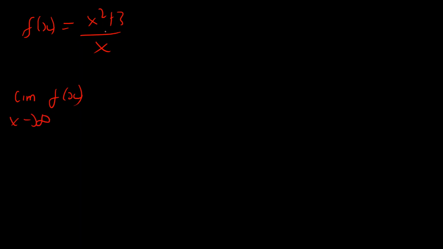Alright, so just to remind you, if you have f of x equals x squared plus 3 all over x, and you are to find the limit of this function f of x as x approaches infinity, then what you are going to do is that this time around the highest degree becomes what? x squared. And so you are going to divide the numerator and the denominator by x squared.